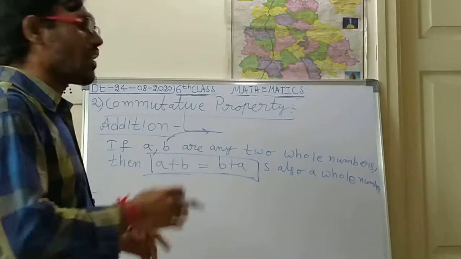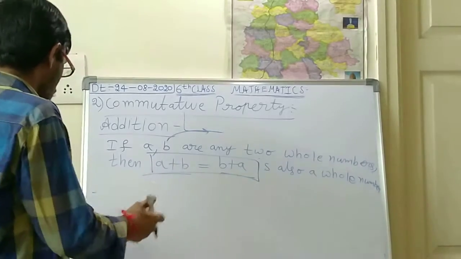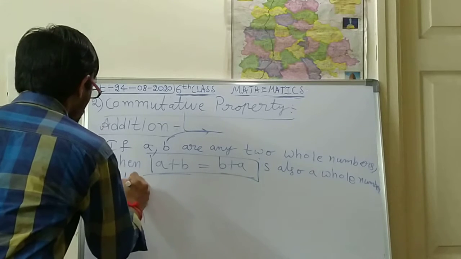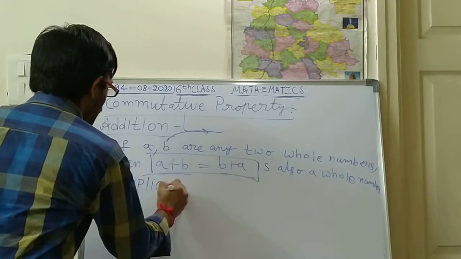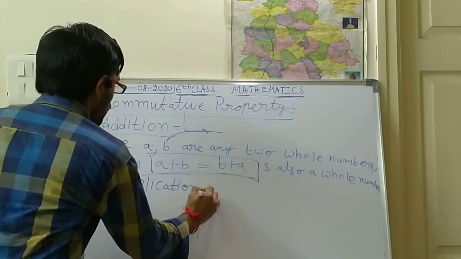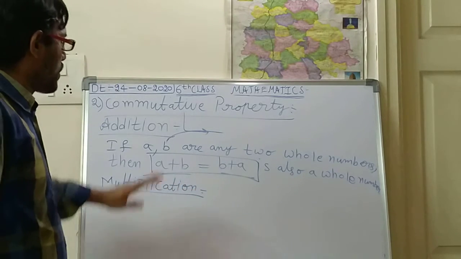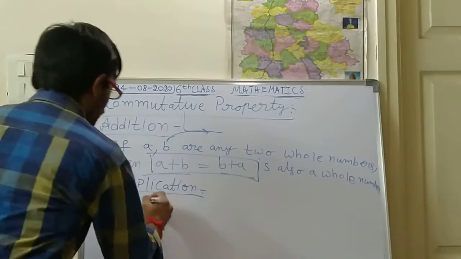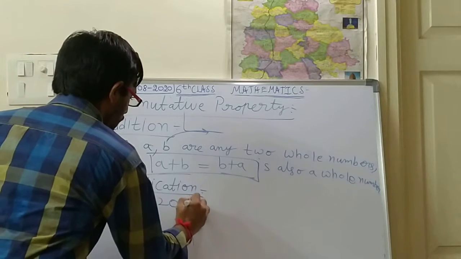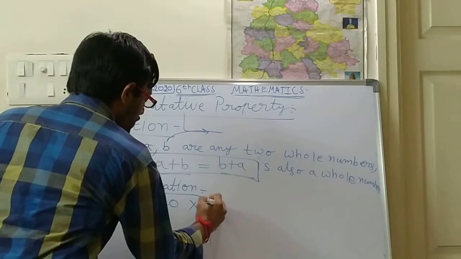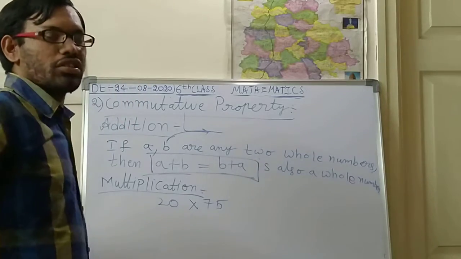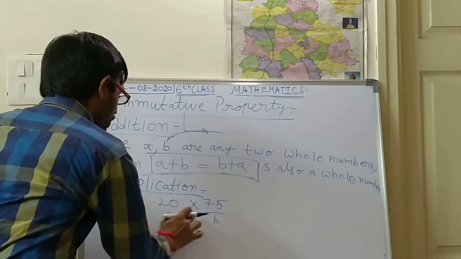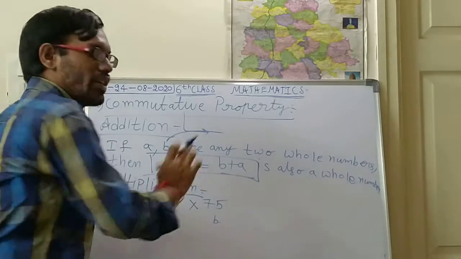Next, what about multiplication? What is the multiplication property? The result is the same, but instead of plus, you should take multiplication. Suppose you take 20 into 75. So 20 is A and 75 is B.